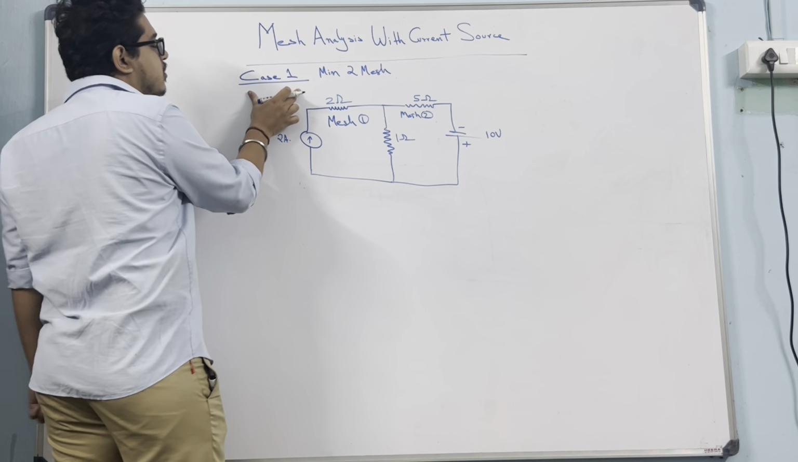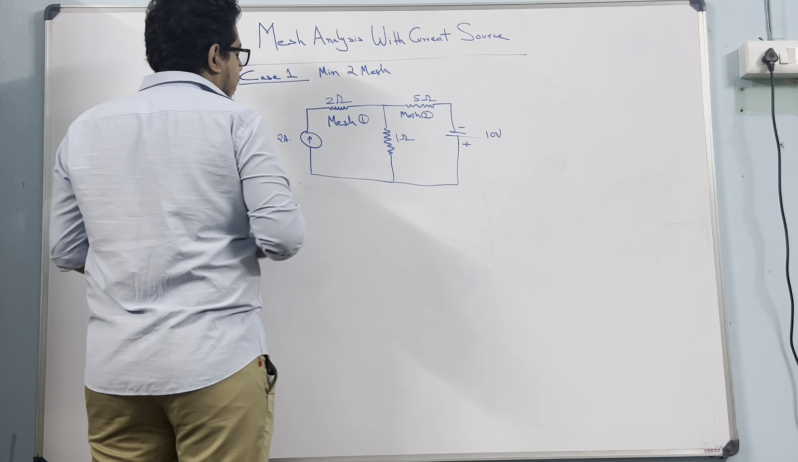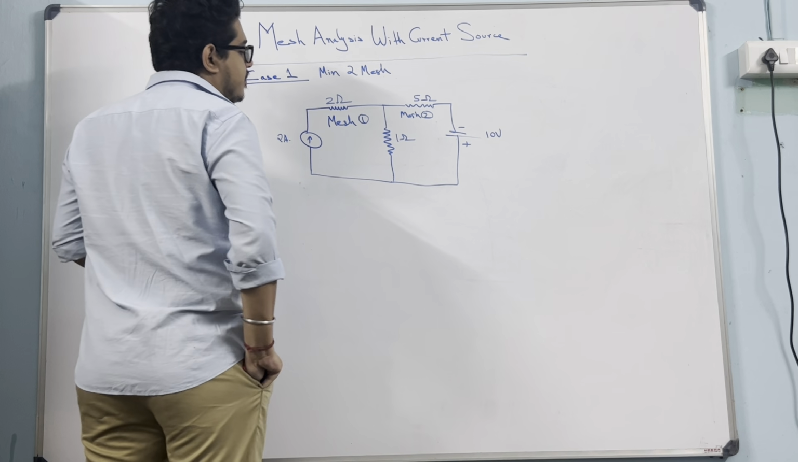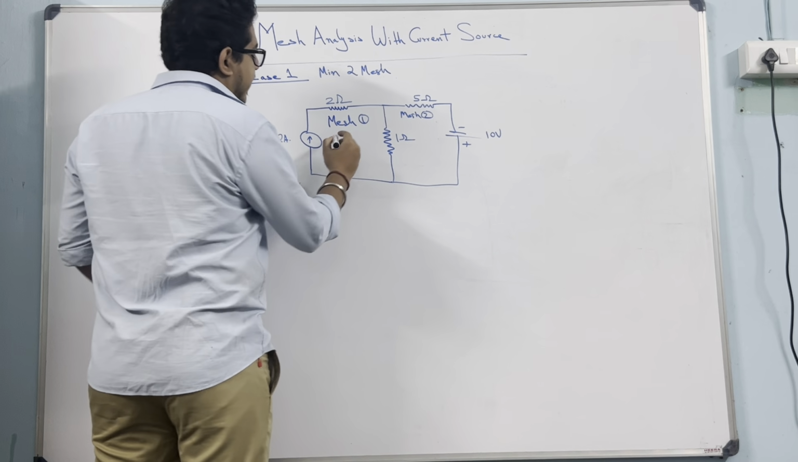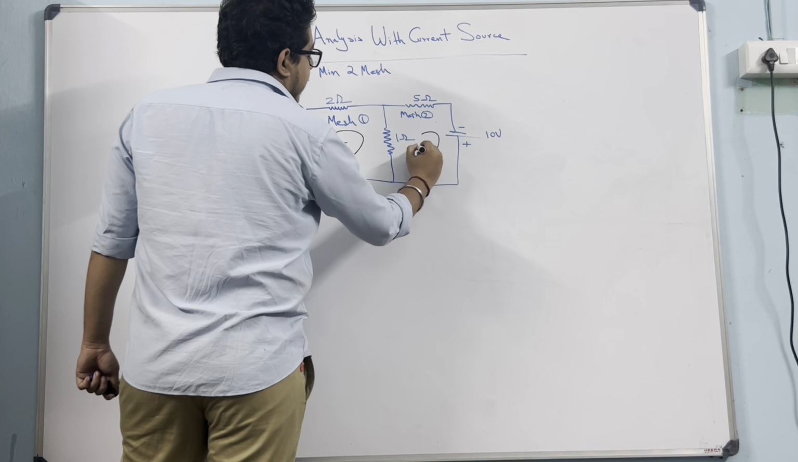So how to approach case 1? We can write KVL in mesh 1. It's hard to write KVL in mesh 1 because first, assume the currents will be I1 and I2.